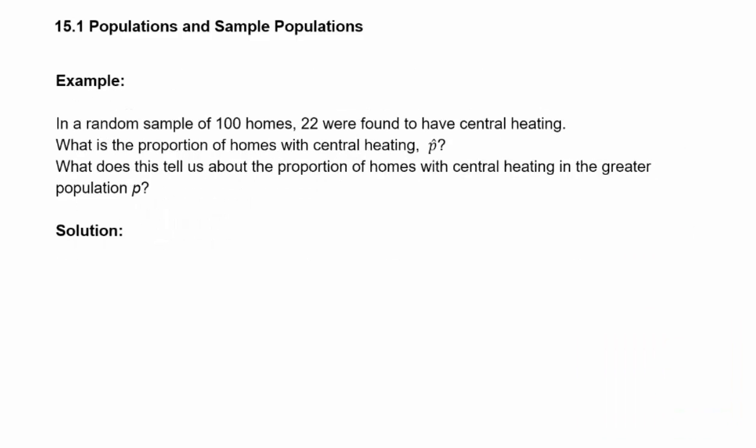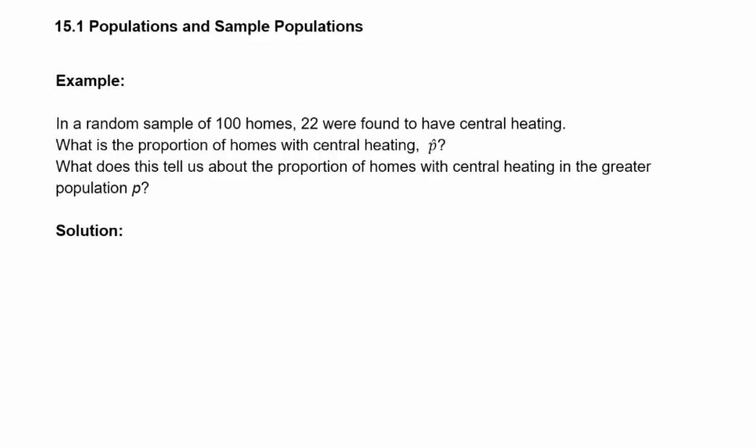So let's try an example. In a random sample of 100 homes, 22 were found to have central heating. What proportion of homes from this sample have central heating? So that would be denoted by P hat. And what does this tell us about the proportion of homes with central heating in the greater population?